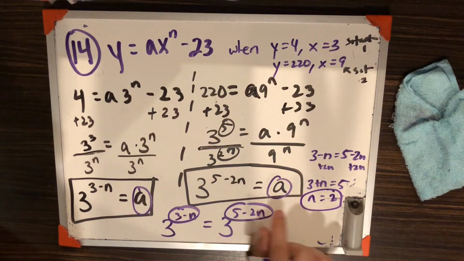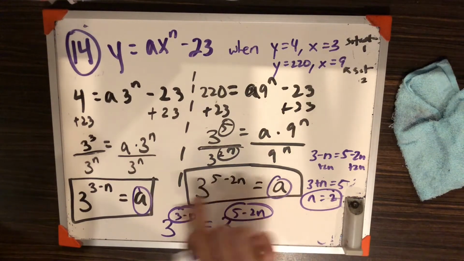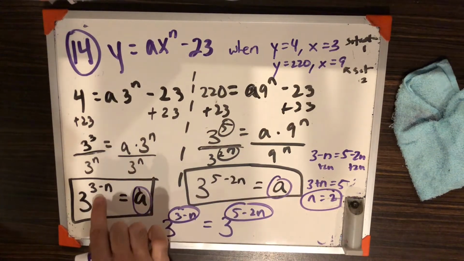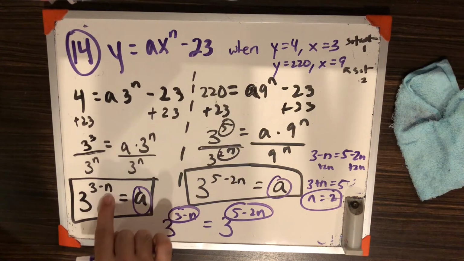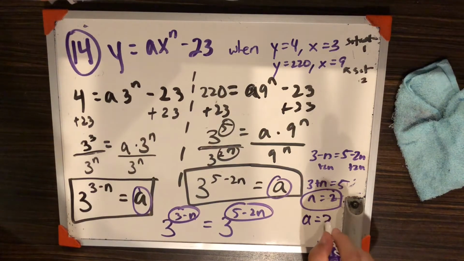Okay, and then you can plug this in to find what a is. So if I plug in 2 here, it doesn't matter which one. Well, let's do this one because this is easier. 3 minus 2 is 1, so 3 to the first power is 3. That's what a is equal to. So a is equal to 3.